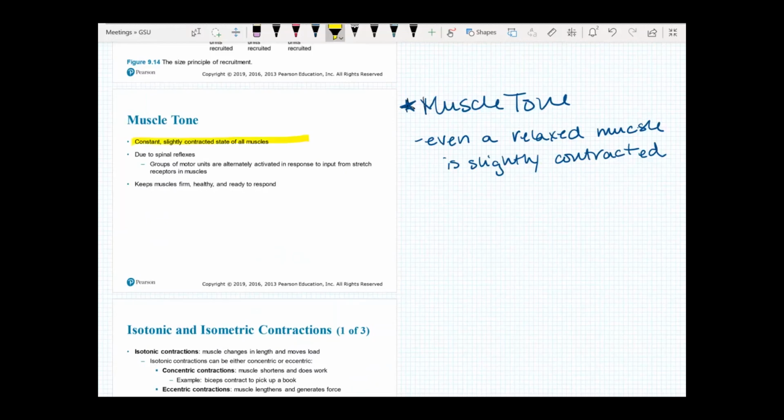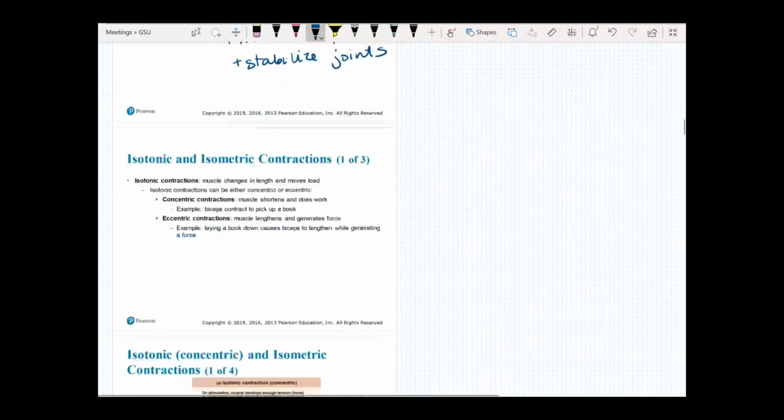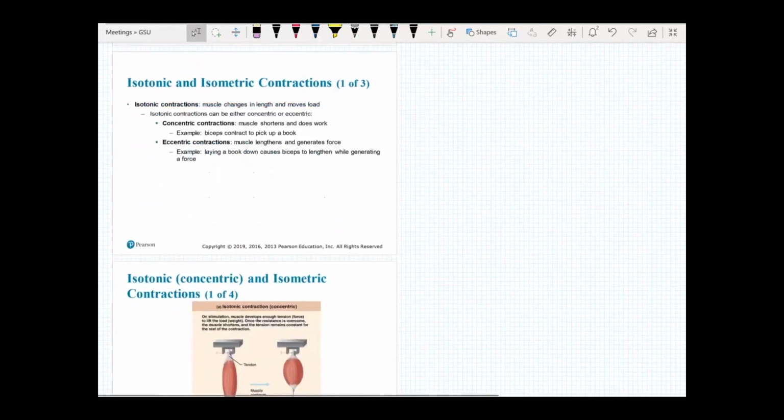And this is going to be due to some spinal reflexes in your body, and this is also controlled by the cerebellum. So it's actually really, really cool. And it's going to keep your muscles firm, healthy, and ready to do what they need to do. It's also, I would add to that, going to help maintain posture, and it will work to stabilize joints. Keep everything where it needs to be. Okay, so now we're going to move back to the concepts of contractions.